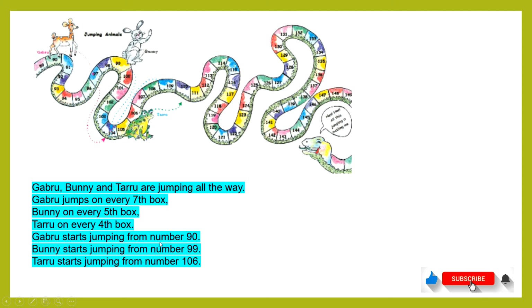So Gabru's starting position is 90, and it jumps 7 boxes. So from 90, when it jumps the first step, it will jump to 97. Next step, it will jump to 104, and so on, 7 steps at a time. Bunny starts jumping from 99. Bunny is at 99, and it jumps every 5th box. From 99, if it jumps the first step, it will jump to 104. So that's how these are jumping.